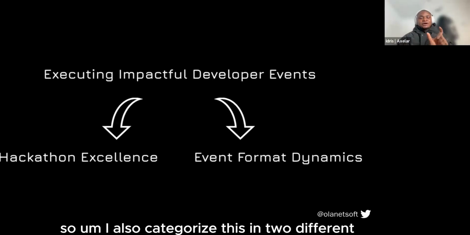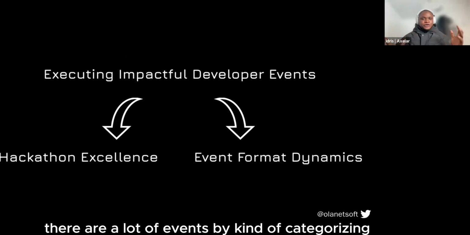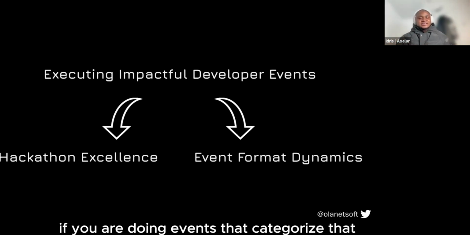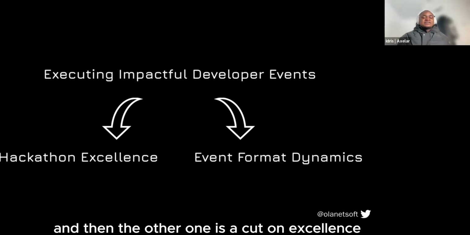So I also categorize this in two different categories, in a broader way, right? There are a lot of events, but I kind of categorize it. If you are doing events, I categorize it as event format and dynamics. And then the other one is hackathon excellence.